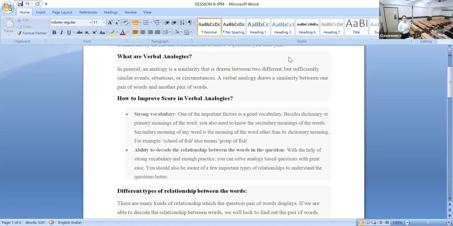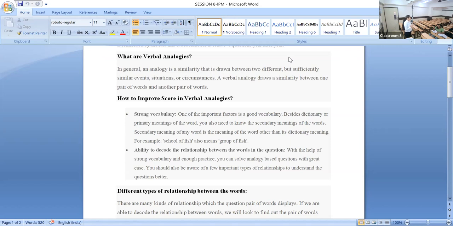Okay, so our strategy would be very simple. Everyone says that you need to have strong vocabulary. That is something which, if it's there, it's there. If it's not there, it's not there. It's not something which can be built within a month. It's a long-term process, but yes, we'll work on it by looking at more words.